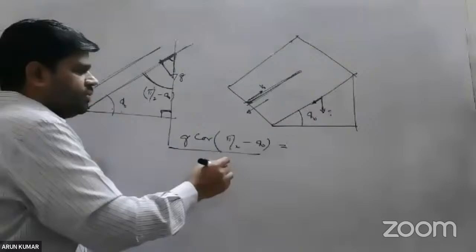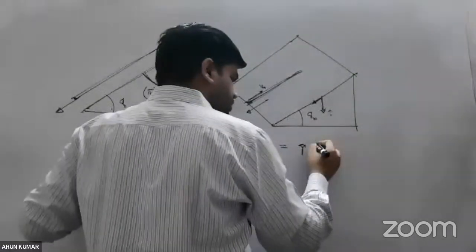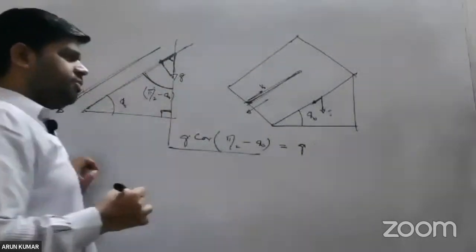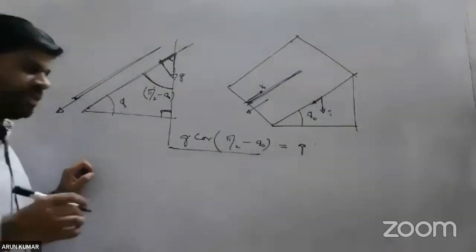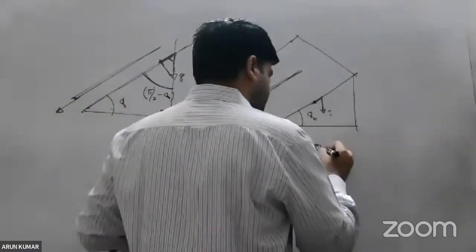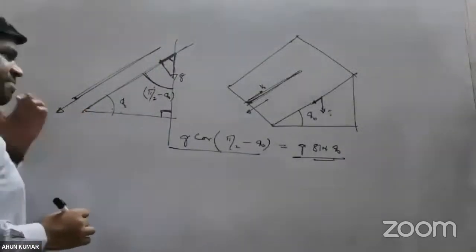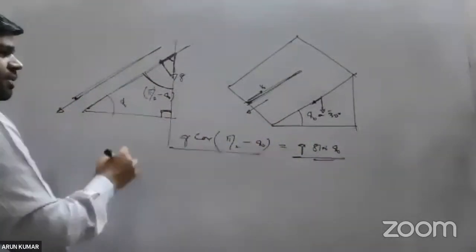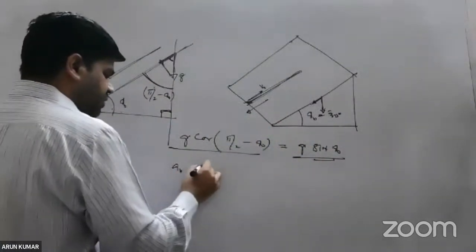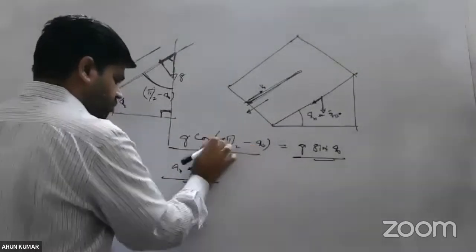So g cos of pi by 2 minus theta naught will be, what is cos pi by 2 minus x? Cos pi by 2 minus theta. Sine, sir. Sine. Right. Sin theta. So my g component along this plane is g sin theta. Let us say theta is equal to 30 degrees. So g sin theta comes to, component along the inclined plane is g by 2. Yes, sir.